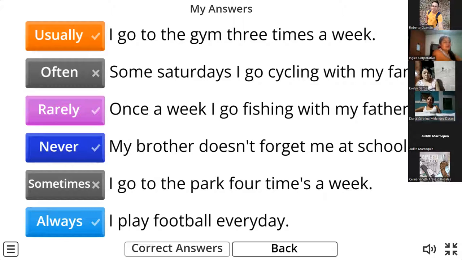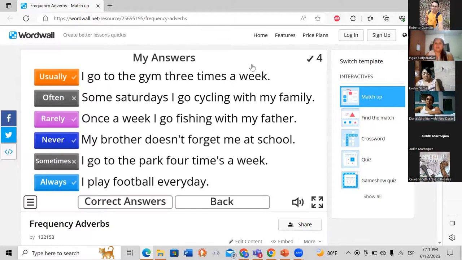Okay, si arreglamos las oraciones que vea ahí, las que salieron incorrectas, ¿cómo quedaría? Quedaría often aquí, donde está sometimes. Y sometimes quedaría aquí en donde está often. Okay. I often go to the park 4 times a week. And la última, I always play football every day. Mm-hmm, very good. Okay, that is good. Thank you so much. That is the way that it will be.